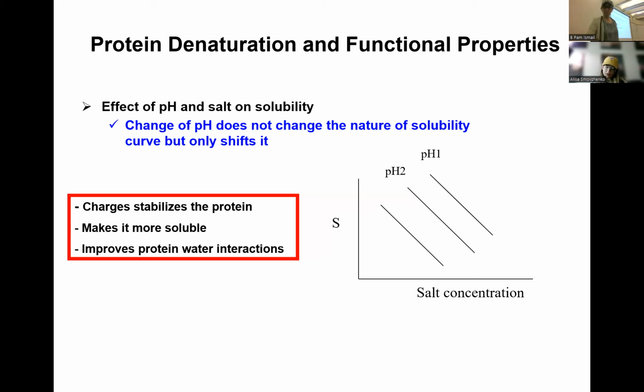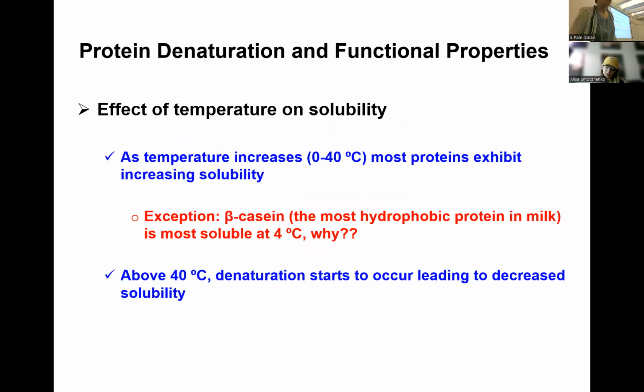Okay. Temperature has an effect. Usually at warmer temperatures, you have better solubility because of the thermodynamics, with the exception of beta-casein. I give you this example because if you put milk in the fridge, which you always do, some of the beta-casein solubilizes out of the casein micelle, and then you will have some beta-casein in the whey component.